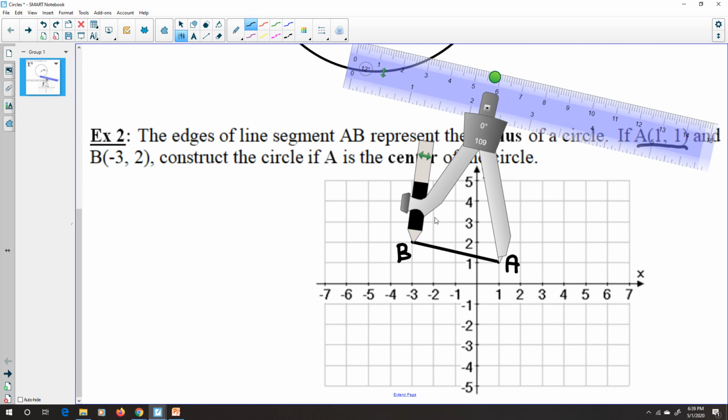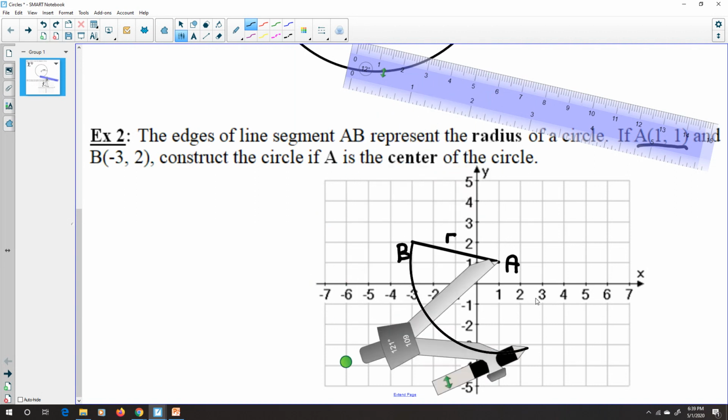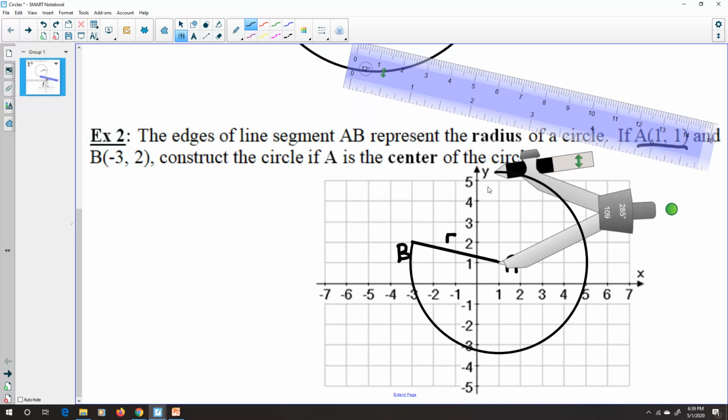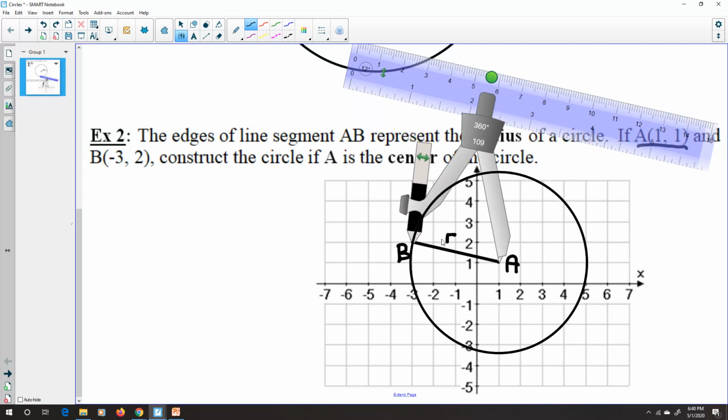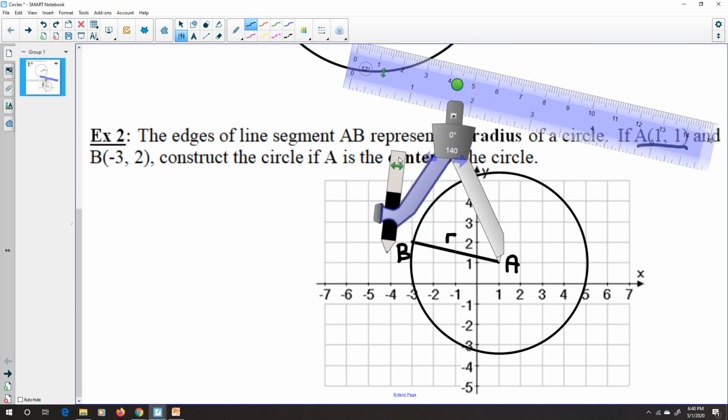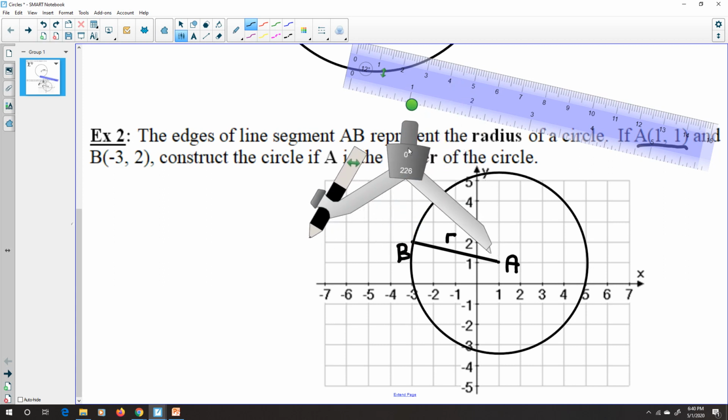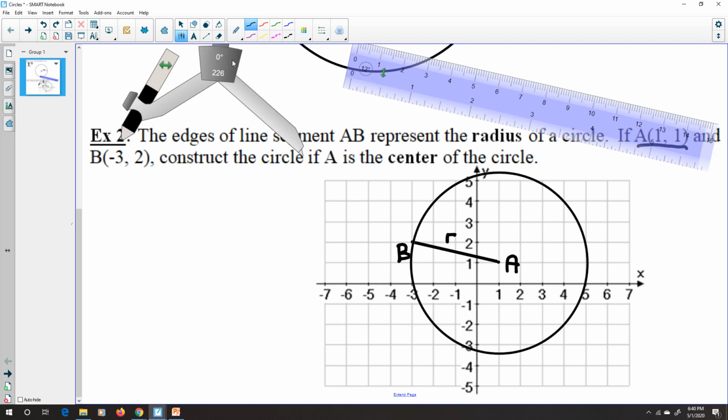Okay, so again, the pointy edge always goes at the center of the circle. The pencil edge goes on the outer radius. And yeah, we could also label this as R, although we don't know what the radius is here. It's just going to be a line that goes from A to B. And we'll grab the knob of the protractor and go all the way around the circle, 360 degrees. And then I get this nice, perfect circle on the Cartesian plane. So that's how you construct a circle using a compass.